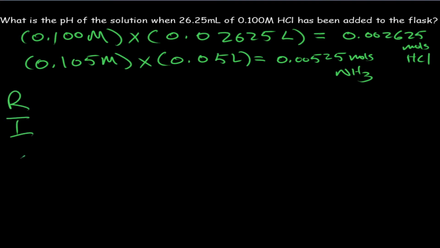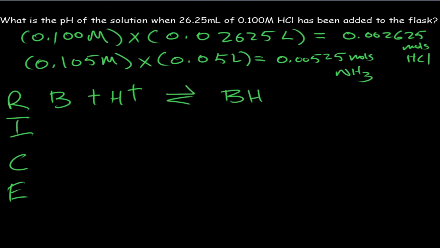We draw a RICE table, we can look at this reaction. So our base is going to be reacting with our acid that's being added, and that's going to make our conjugate acid, which is ammonium. Our initial amount of NH3 would be 0.00525 moles. The initial amount of our protons would be 0.002625 moles. The reason we know the amount of moles of our proton is because a strong acid, which is HCl, will fully dissociate, so we'll have the same amount of moles of H+ as we did HCl. And we have 0 of our conjugate acid.